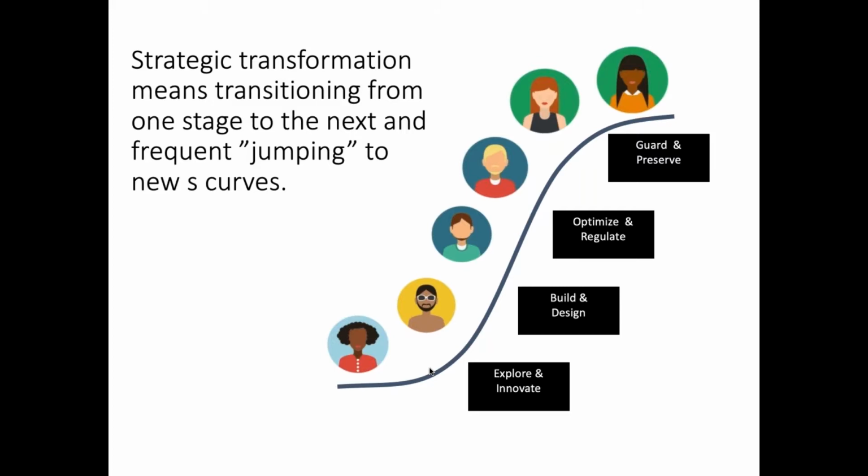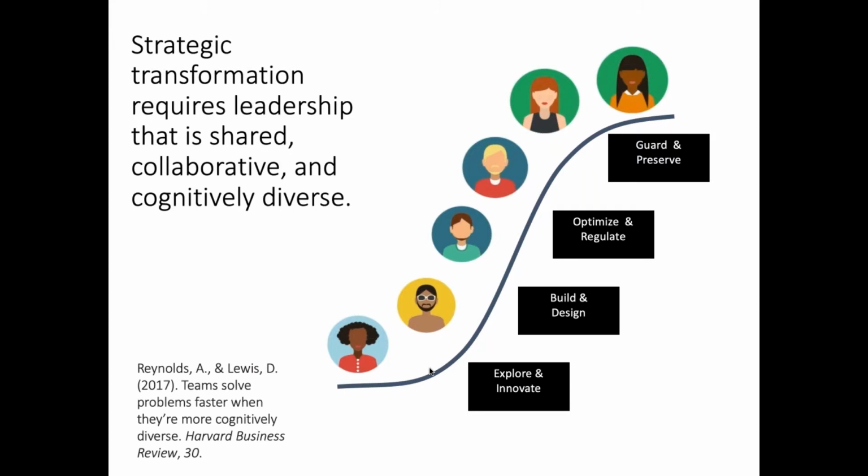I recognize a good idea, a good product. I can help design it and build it. And then we need to optimize and regulate. We need to put in place those hierarchical structures. And then eventually we need to guard and preserve. So strategic transformation requires a different kind of leadership that is shared, collaborative, and cognitively diverse. And we're not going to spend much time talking about that, but it's a really important element.